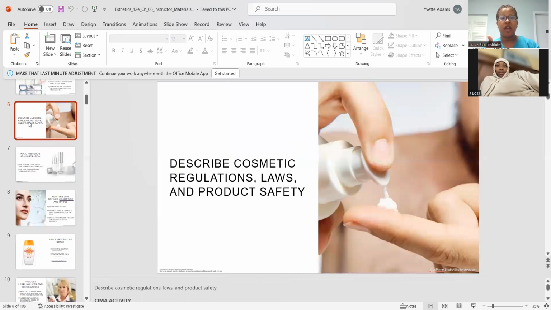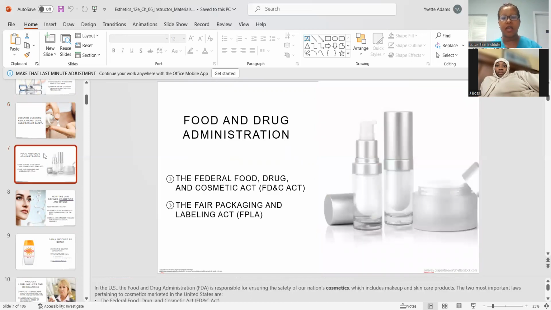So it's also important to know your cosmetic regulations, laws, and product safety. One of the things that's important and we talk about when we get ready for state board is client safety, protection, infection control, right? Client protection and safety has a lot to do with the products that we're choosing. So it's important to know what these laws and rules and regs are. And part of that process is understanding who is responsible for those laws.